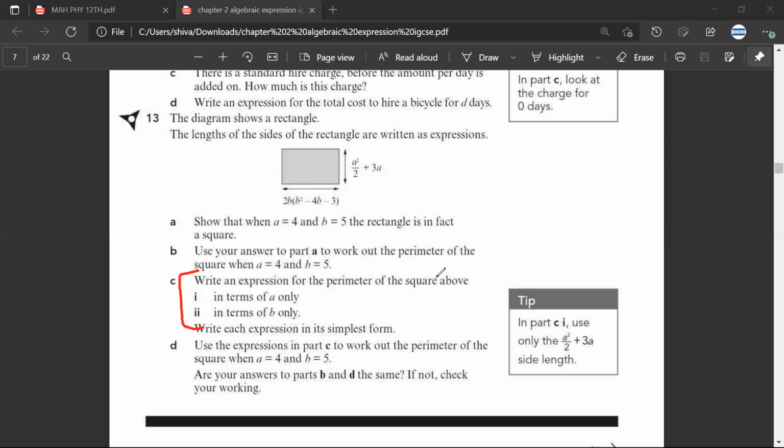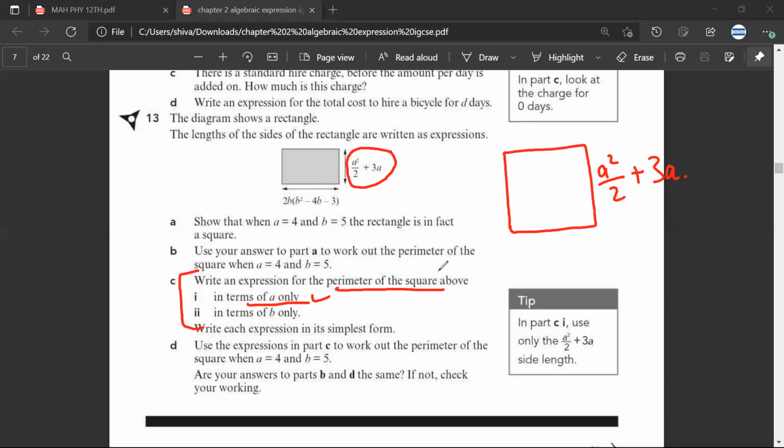Write an expression for the perimeter of the square above in terms of A only. Sarthak, were you able to do this? No, sir, I didn't understand. Okay. See, what they are saying is write an expression for the perimeter of the square above in terms of A only. So this is a square, and this side is A square upon 2 plus 3. Sarthak, have you understood? Yes, sir.